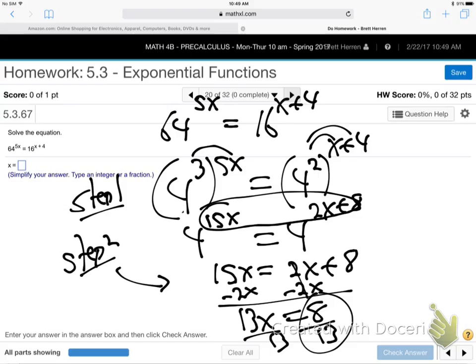Darn, I knew we weren't going to get through this. We're going to go really fast tomorrow. Man. All right, this is not due, unfortunately. We'll go fast tomorrow.